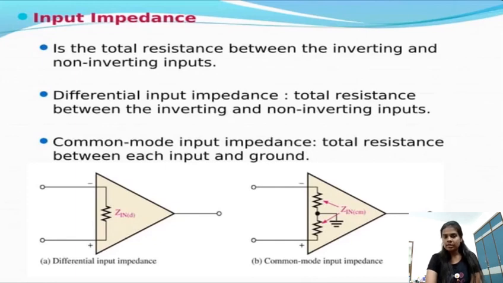The first figure shows the differential input impedance. Zin is the total resistance between the inverting and non-inverting input. And the second figure shows the common mode input impedance.